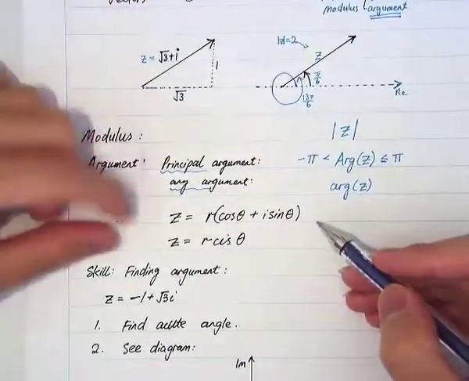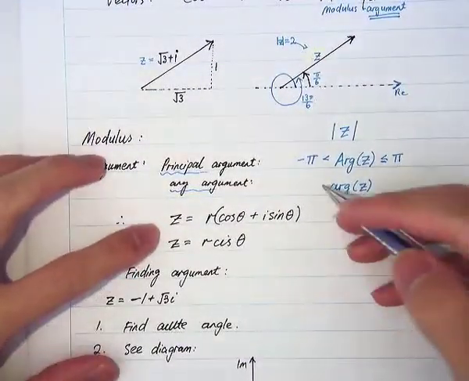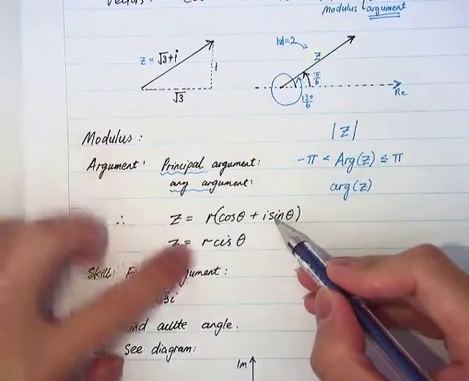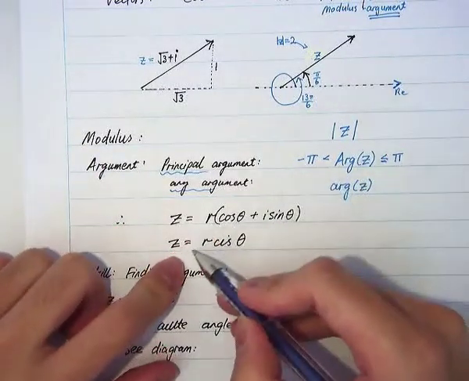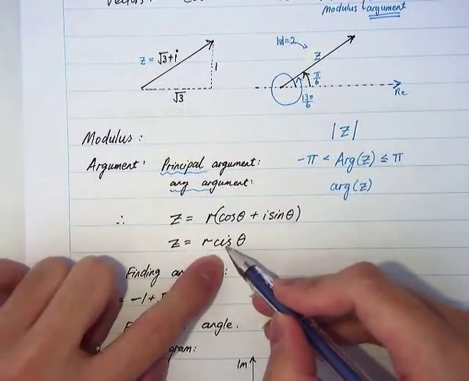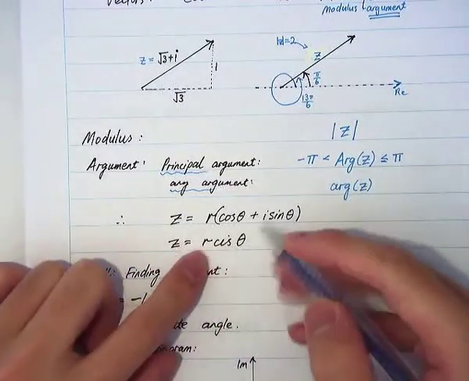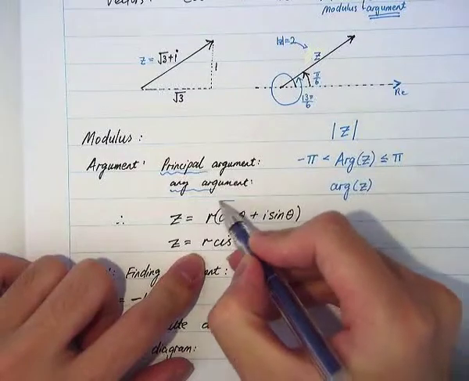Okay, and the way to write the actual complex number will be z equals r bracket cos theta plus i sine theta close bracket, or abbreviated to r cis theta. Now you might think, well, how do we actually know this?